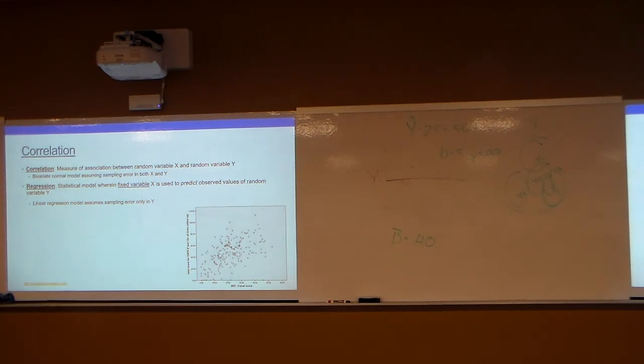Correlation is just an association. I'm looking at random variable x, random variable y, just to see if there's a relation between the two things, and I'm not worried about causality or prediction or anything like that. With regression, we're specifically trying to predict some outcome with a fixed variable x for a random variable y. Okay? And with our linear regression model, we're assuming only error in our outcome, right? An assumption of our linear regression is that we are measuring our predictors without error.